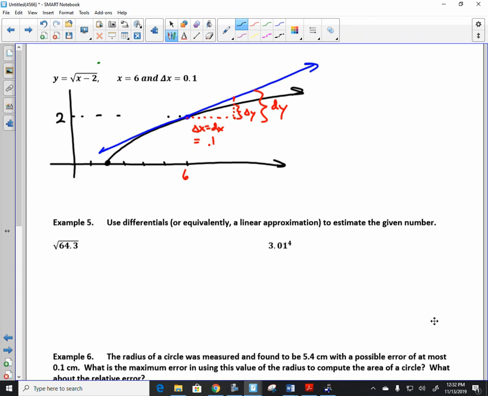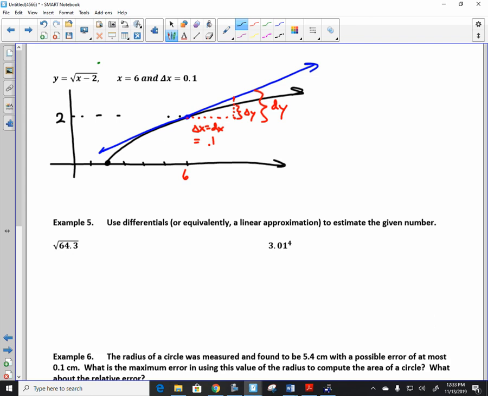So if I move over 0.1, this smaller one is actually delta y. This time the smaller one is delta y because it's the distance from here to your function. The distance to the tangent line is dy. So is dy an overestimate or an underestimate of delta y? It's an overestimate, okay?